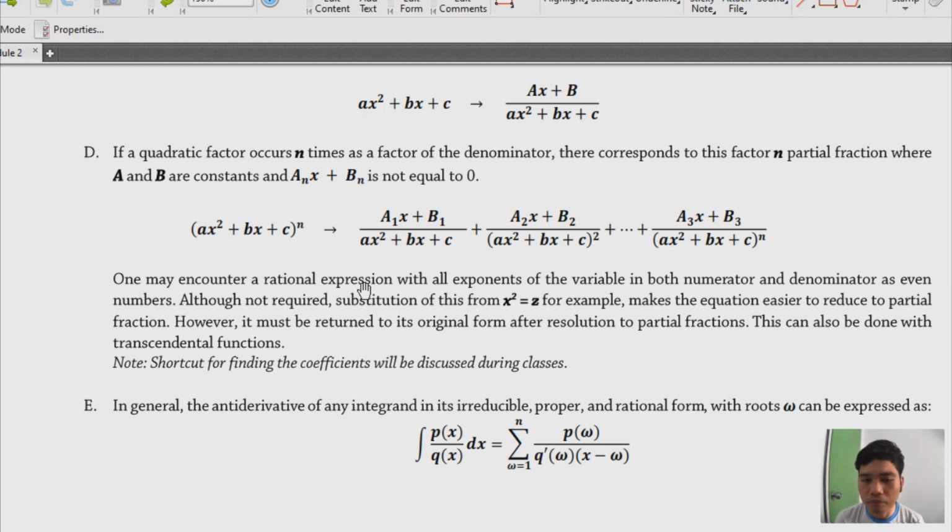yung original expression. So, ang maganda naman dito sa ating partial fraction decomposition, there is a shortcut for this, no? And then, I'll be discussing that later on pag na-encounter ko na yung problem na pwede nating lagyan ng shortcut, no? But then again, let's just start with dun muna sa mga basic before we move forward sa mga shortcut na yan. And then lastly, we have this general antiderivative of irreducible proper and rational form of the integrand.